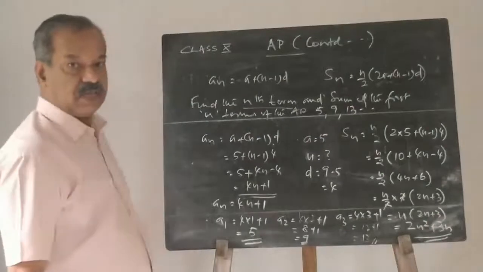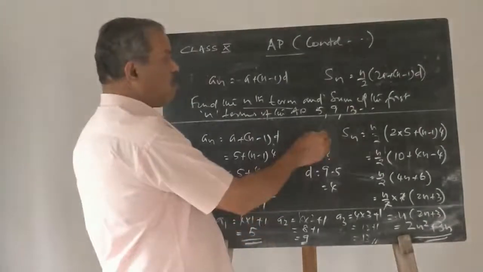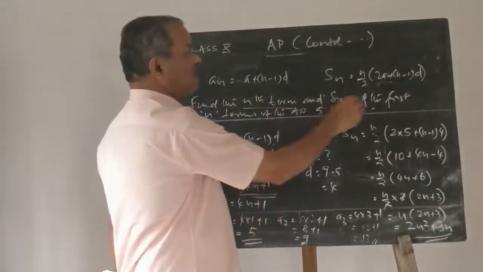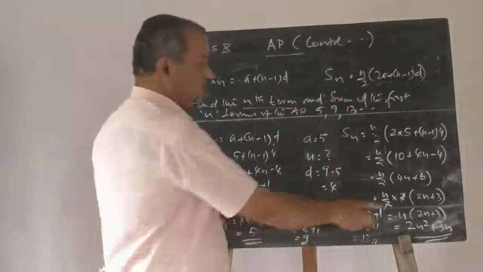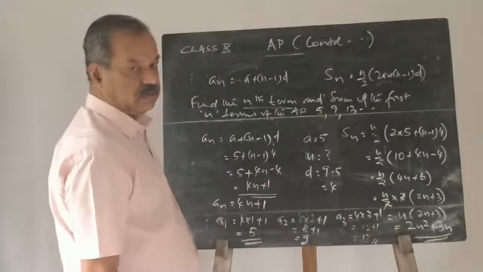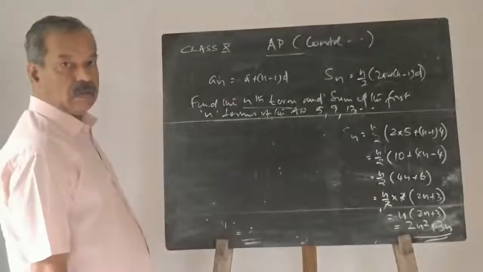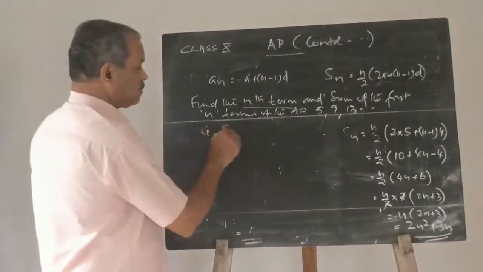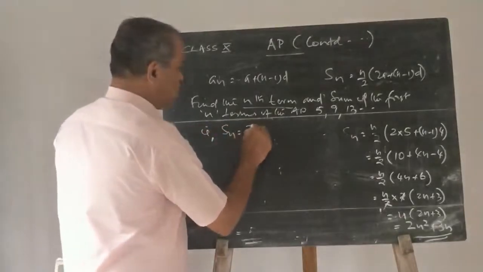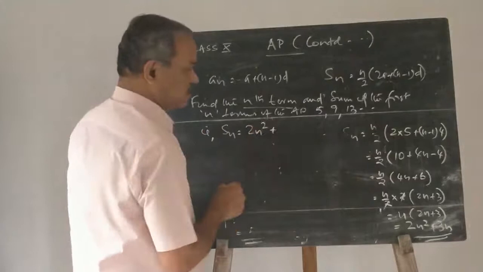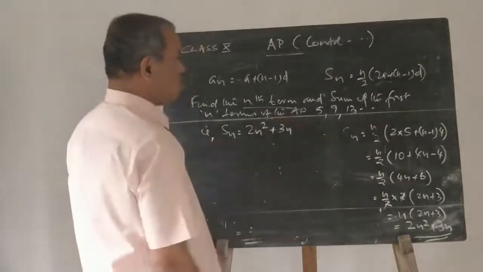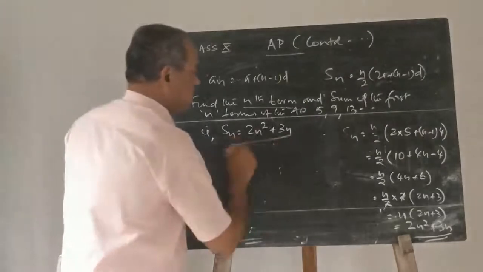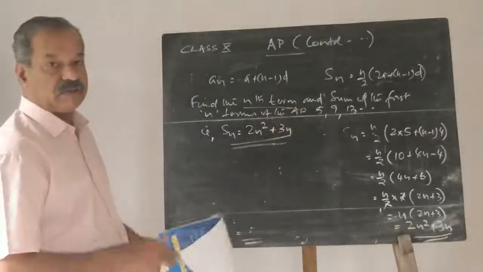That is, the sum of the first n consecutive terms of 5, 9, 13, etc. is 2n square plus 3n. That is, Sn equals 2n square plus 3n. 2n square plus 3n is the sum of n consecutive terms.